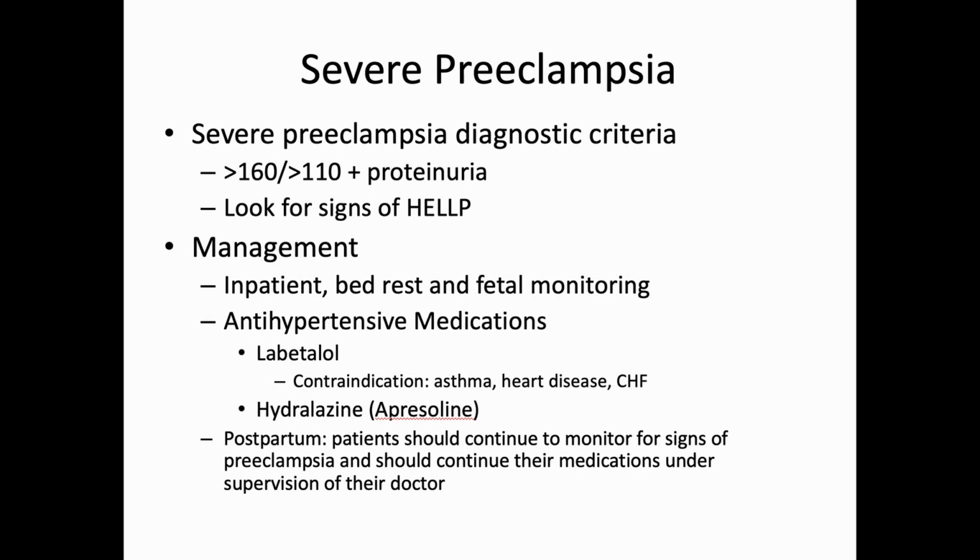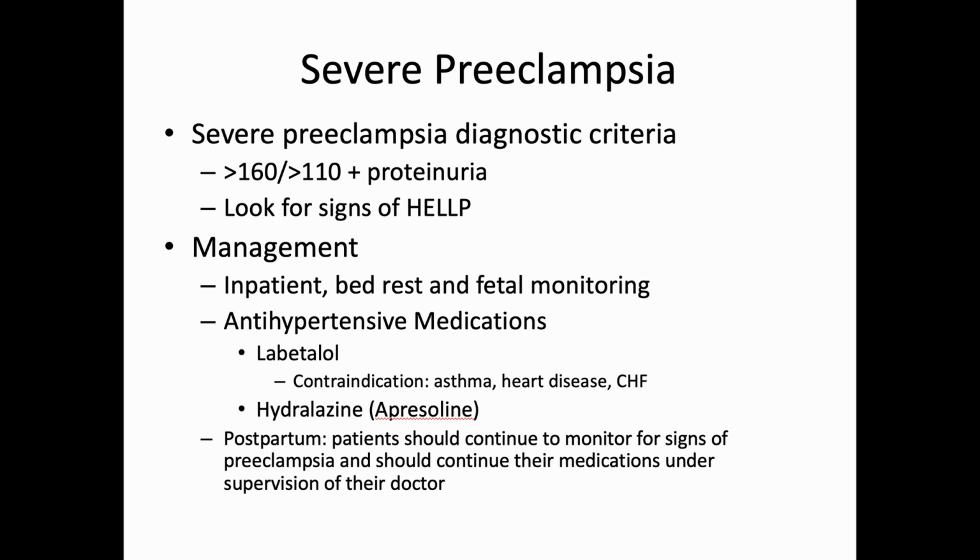But with severe preeclampsia, you're falling into the worst category that you don't want to be in. The criteria to be considered severe preeclamptic: the blood pressure is going to be much higher, over 160 systolic and diastolic over 110. Again, there has to be protein in the urine. We're going to look for signs of HELLP, which we'll talk about in a second. This is an inpatient.